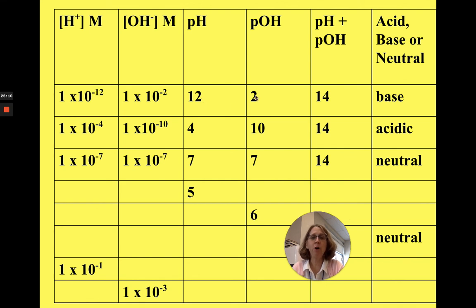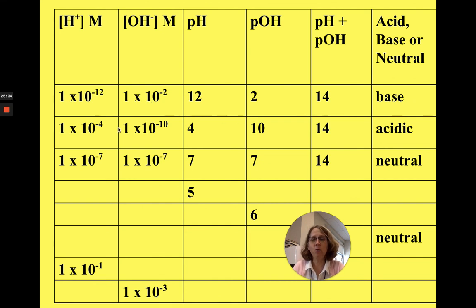So if the pH is 12, the pOH has to be 2, which means that the hydroxide concentration has to be 1 times 10 to the negative second molar. That's more concentrated hydroxide than the acid, very little hydrogen ion. Once I figure out the pH, I remember the pH scale: anything over 7 is a base, and I have more hydroxide in terms of the concentration.